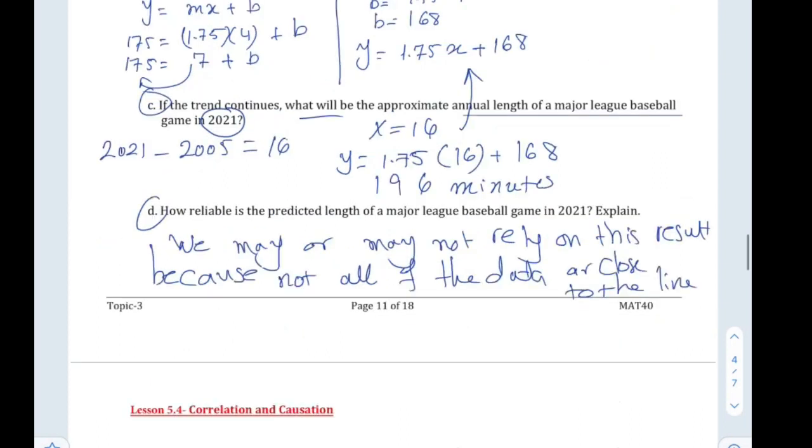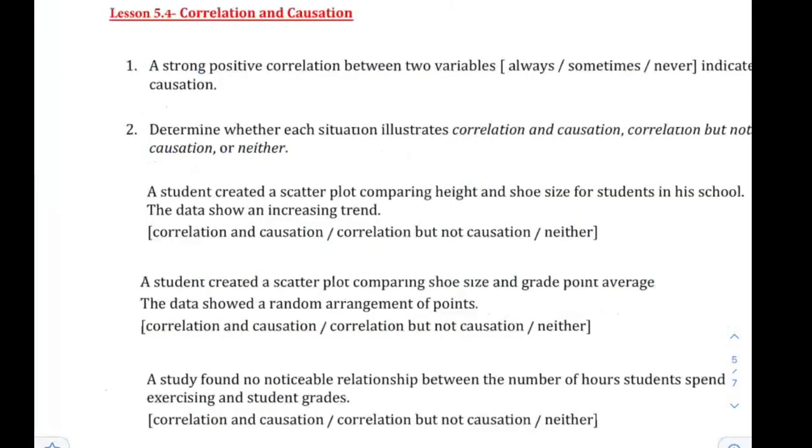That was all the revision regarding the first lesson about scatter plots, and now we are going to move to correlation and causation. Correlation, we have an idea about correlation. It can be positive, negative, or no correlation. But now we are going to relate it to what we call causation. Causation means like a reason.